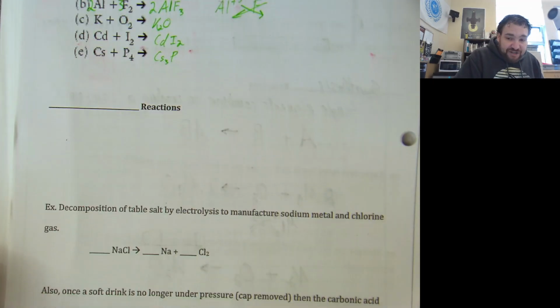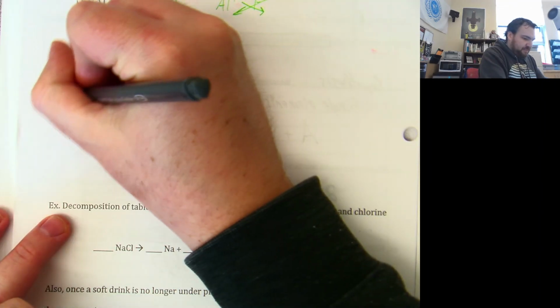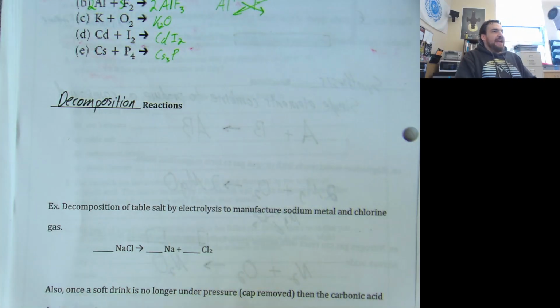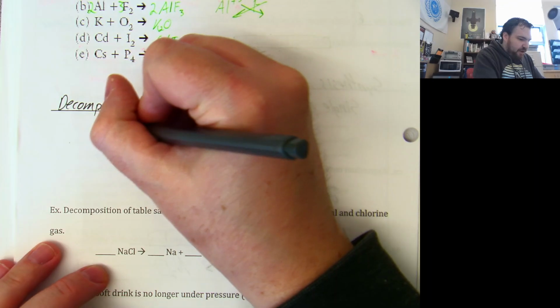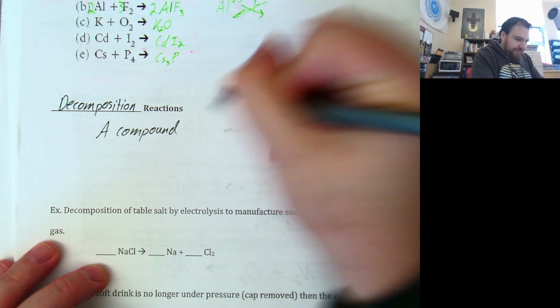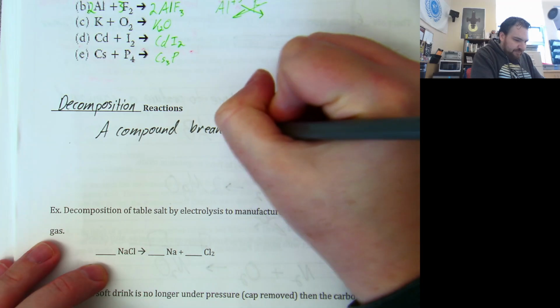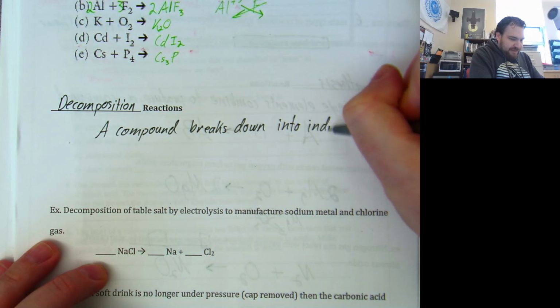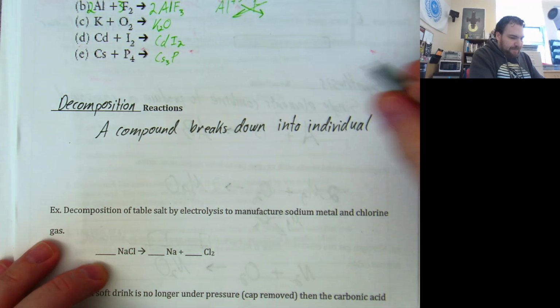The second type of reaction named was a decomposition. And a decomposition reaction is exactly what you'd expect from the word decomposition. You take something complicated and you break it down into its individual parts. So the simplest kind of decomposition looks like this. I'll give you the definition first. A compound breaks down into individual pieces.